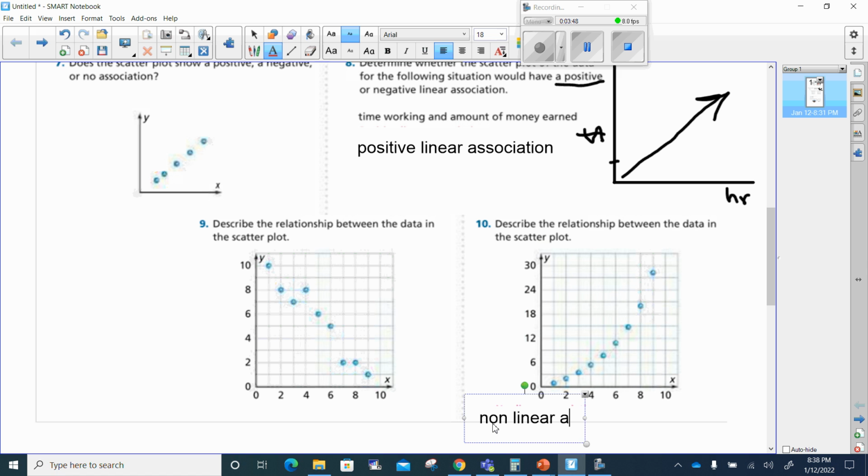Non-linear association. And like I said, I could say that it's going in a positive way, but really the book just wants you to put non-linear. So we're just going to say a non-linear association. There is an association, but it does not make a line. And yeah, I would just say non-linear.